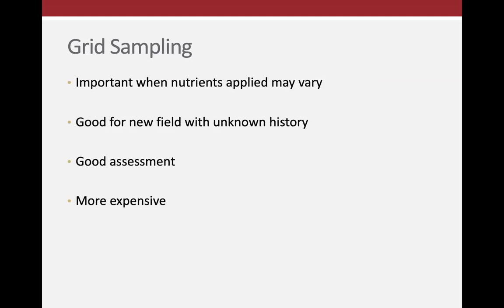Okay. So moving on to grid soil sampling, it's important when nutrients applied in that field may vary. So in other words, variable rate application. The field's not getting the same flat rate across the entirety of it. It's very good and often the preferred approach when you're moving into a new field. Say you're renting ground, you buy a farm, and you have a new field with unknown history. It's getting managed by a different farmer or whatever it might be. It gives you a very good assessment, but it's more expensive.